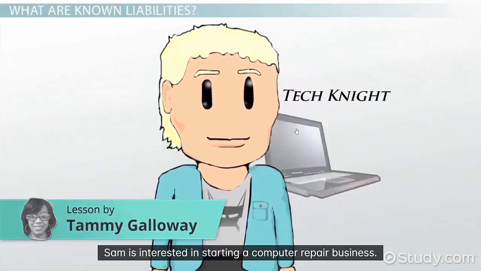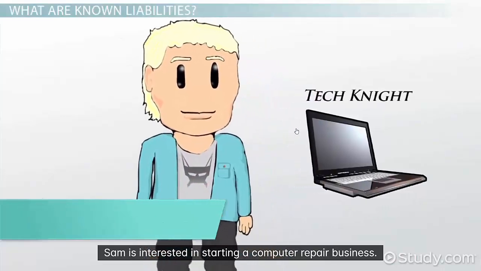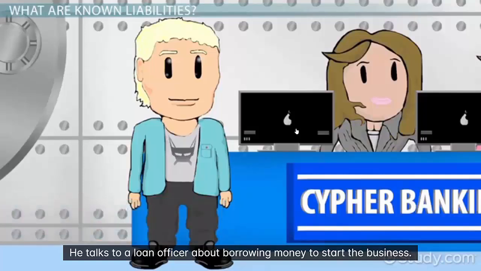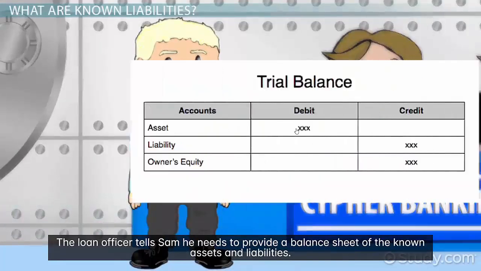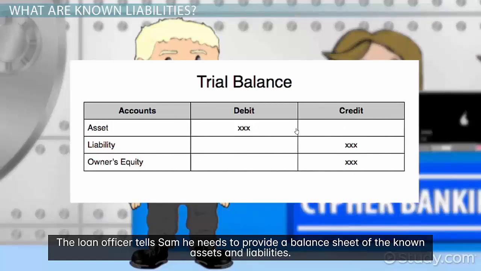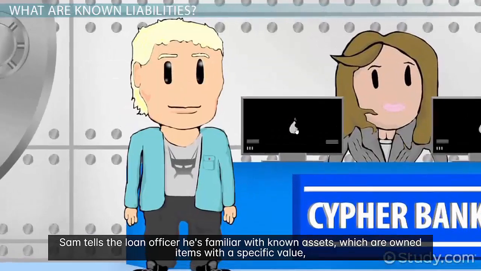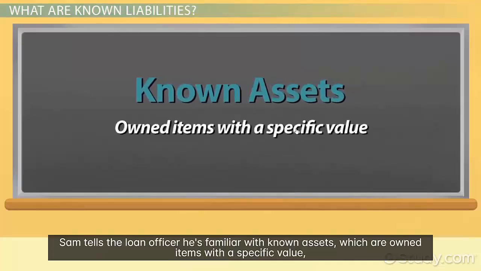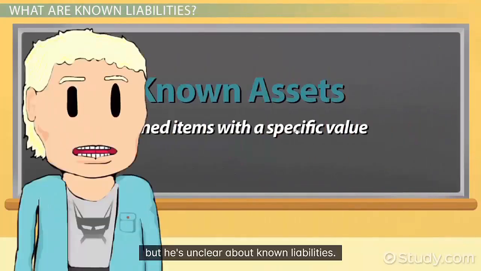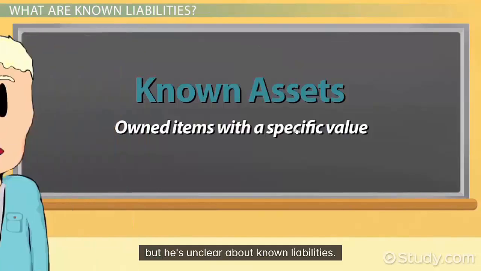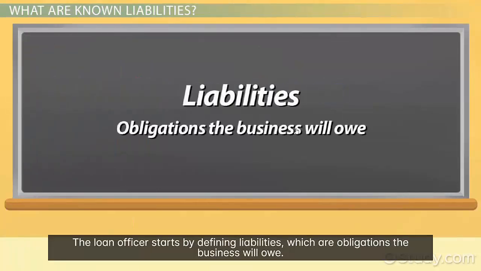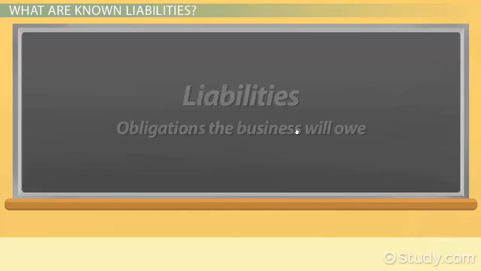Sam is interested in starting a computer repair business. He talks to a loan officer about borrowing money to start the business. The loan officer tells Sam he needs to provide a balance sheet of the known assets and liabilities. Sam tells the loan officer he's familiar with known assets, which are owned items with a specific value, but he's unclear about known liabilities. The loan officer starts by defining liabilities, which are obligations the business will owe.